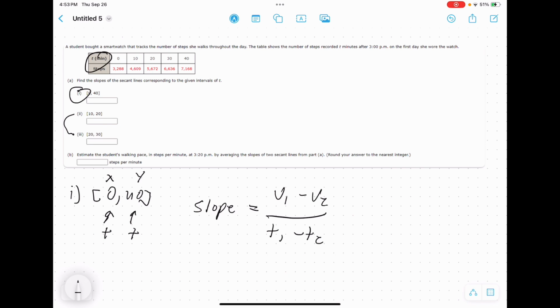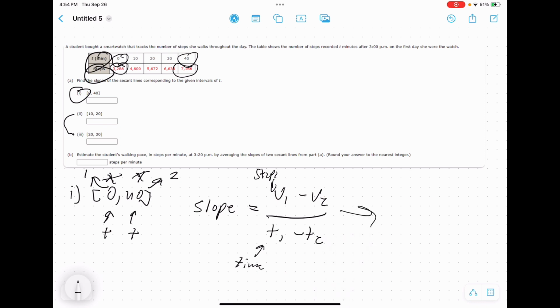Now, it doesn't have to be a v, but v would represent steps over here, and then t would represent time. And so all we have to do is, instead of x and y, we just assume that 0 is 1 and 40 is 2, as well as their corresponding steps, because as we see, 0 minutes corresponds with 3,288 steps, and 40 minutes corresponds with 7,168 steps.